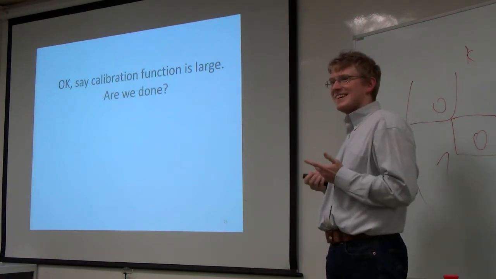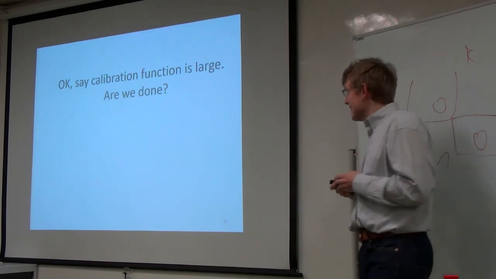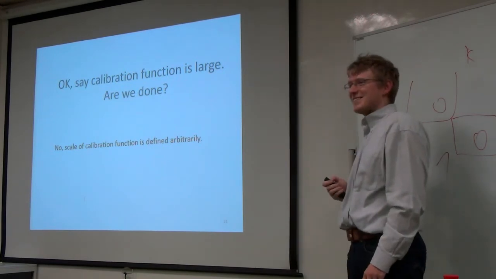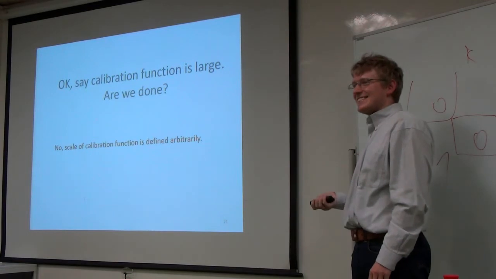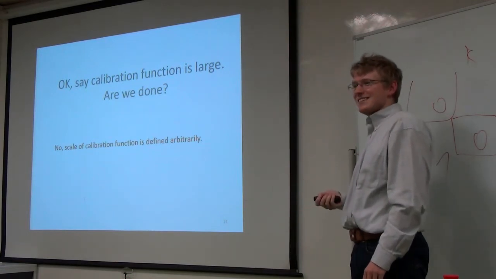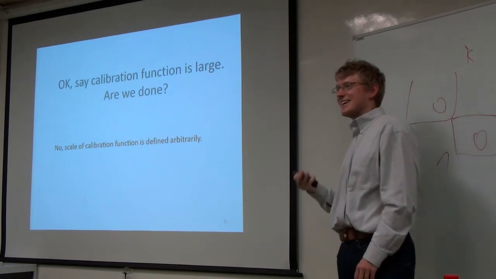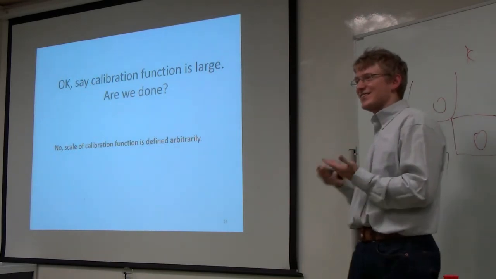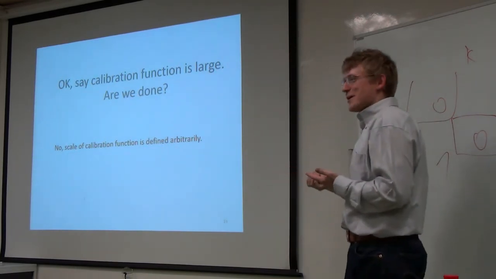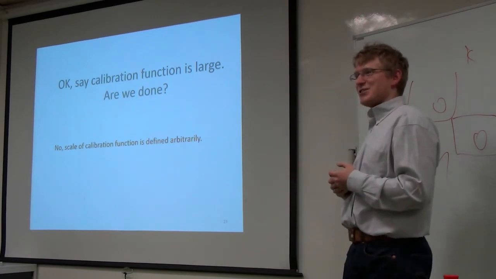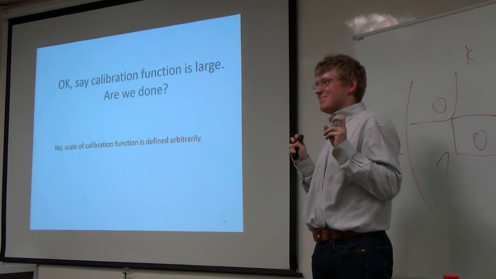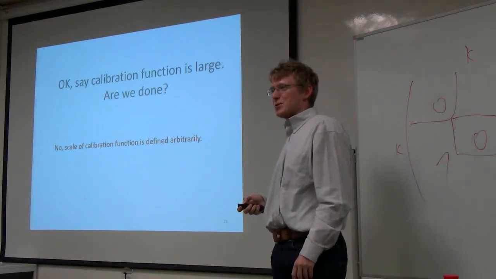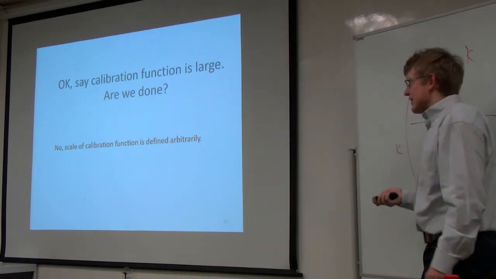So is this the end? Are we happy? Obviously no, because I've cheated you a bit. I've defined the scale of the calibration function arbitrarily. If I multiply my surrogate by any positive constant, then my calibration function is multiplied by the same constant, so the notion of scale is not defined. I put 1 over k there, which was my choice of a natural scale, but I could have put 1 there, and then there would be no notion of 1 over k. So the next step is to actually define the scale.